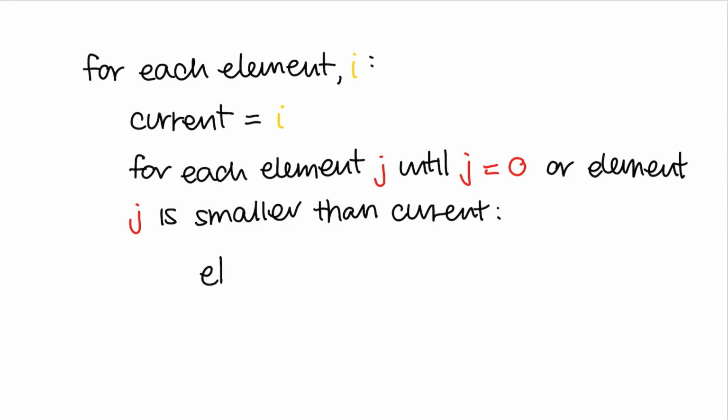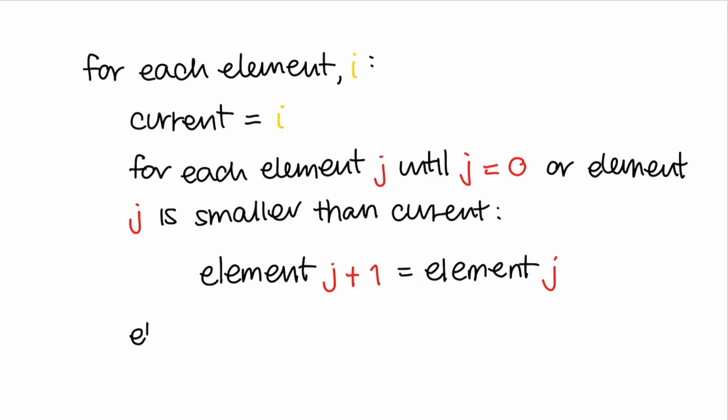Inside here, we're going to copy element j to element j plus 1, so element j plus 1 equals element j. Then we decrement j by 1 to move to the left of the array. Afterwards, when the loop is over, we're going to set element j plus 1 equals to current. And this is all for our pseudocode. Next, let's try coding this up.